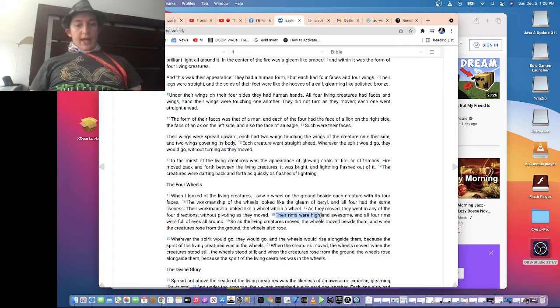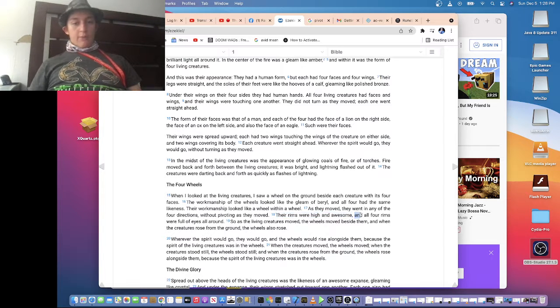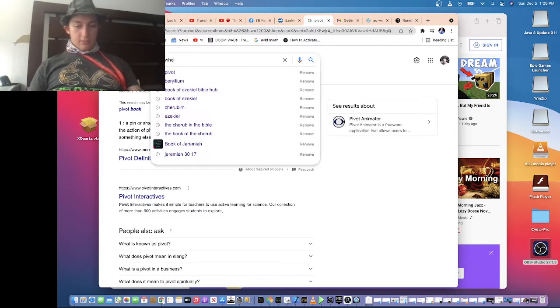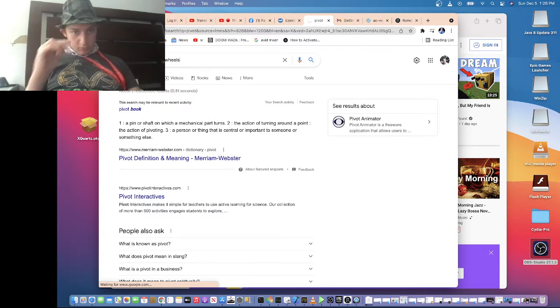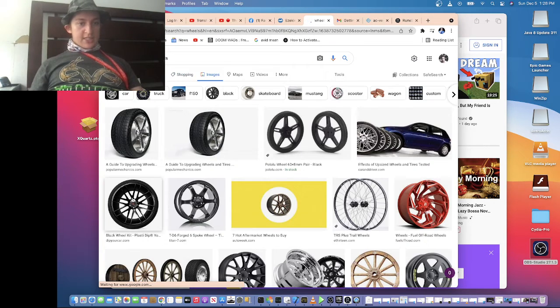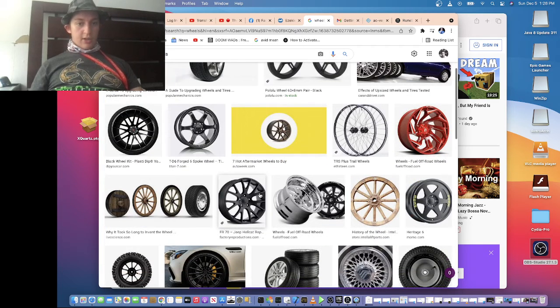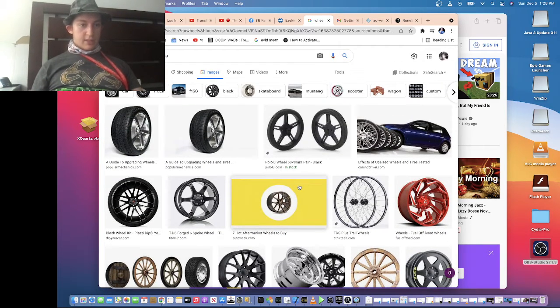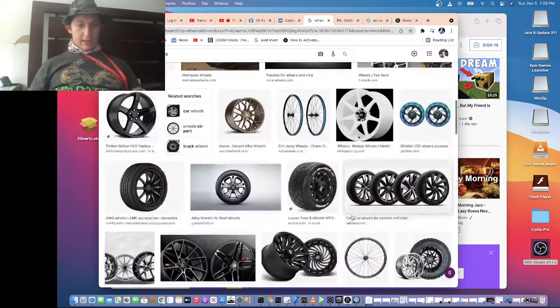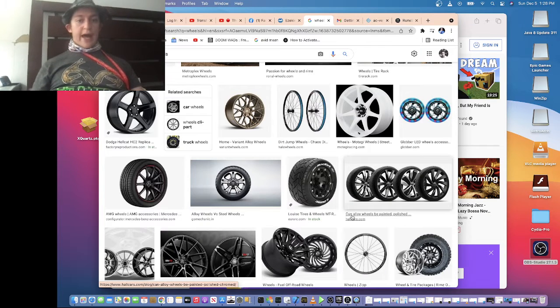Their rims were high and awesome. A vehicle. And all had full rims and full of eyes all around. We've made that very clear. Let's look that up again. Full of eyes all around. What are these little holes right here? We're not even talking about that, okay? We're talking about eyes. Look at those holes. You see that? Eyes. They were awesome and high.